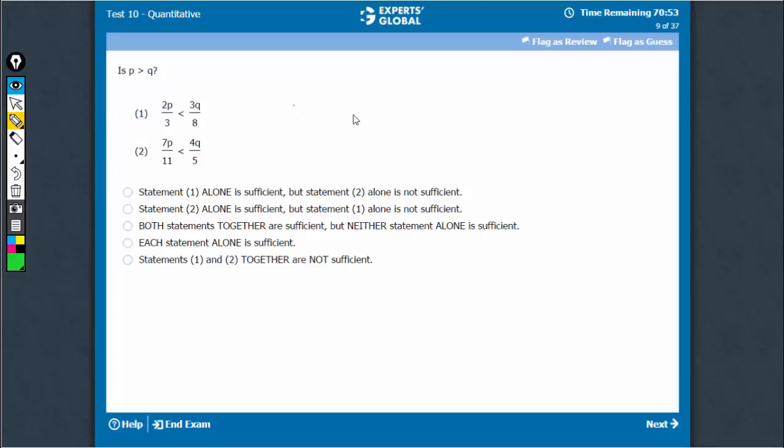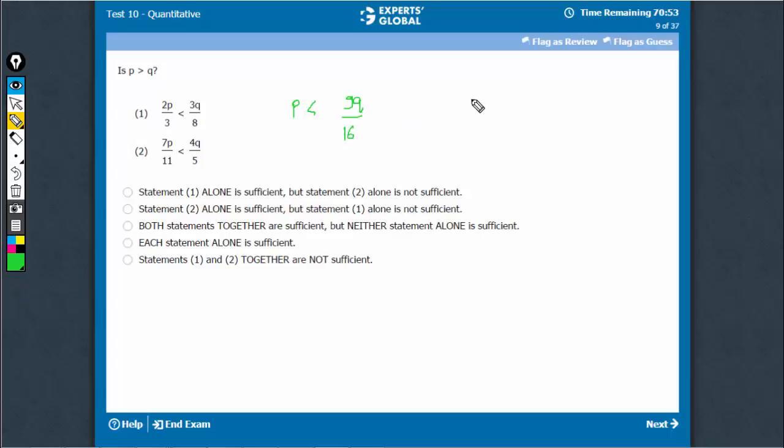So statement 1 can be simplified to P is less than 9Q upon 16. Now see, 9Q upon 16: if Q was positive, then 9 upon 16 means reducing it. Therefore, one may feel that Q is being reduced and then it is greater than P. So originally it must be greater than P and therefore no would be an answer.